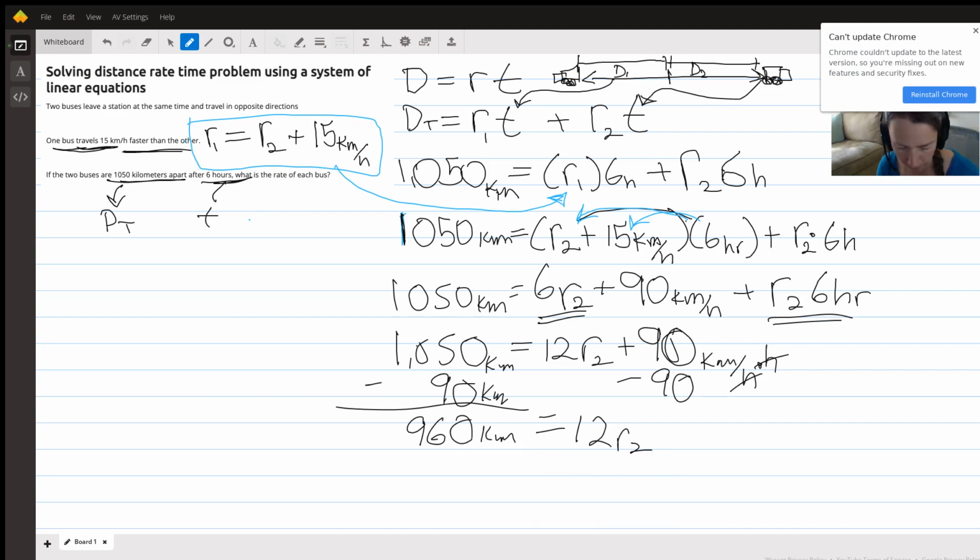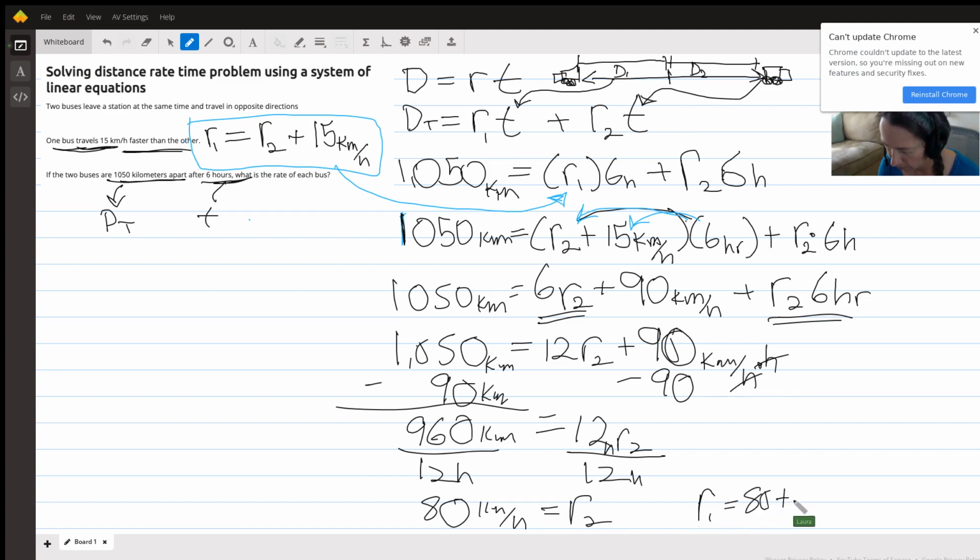All right, so let's double check. We now divide both sides by 12. Those are 12 hours. That's good because I'm seeing kilometers per hour as the units that we end up with from 960 divided by 12. And we get 80 kilometers per hour, which would equal my second rate. And that means that my first rate would equal that 80 plus 15 kilometers per hour, or 95 kilometers per hour.